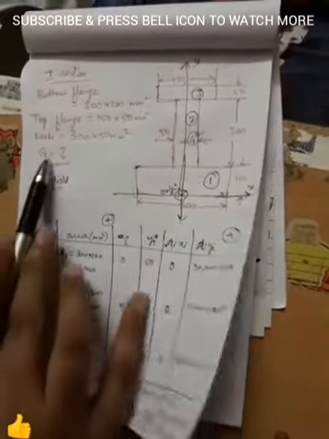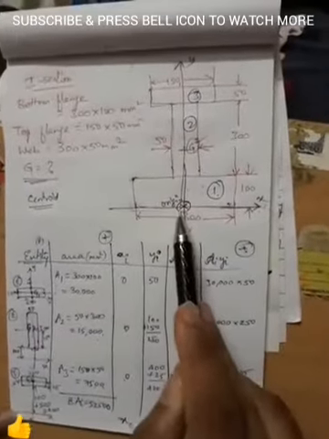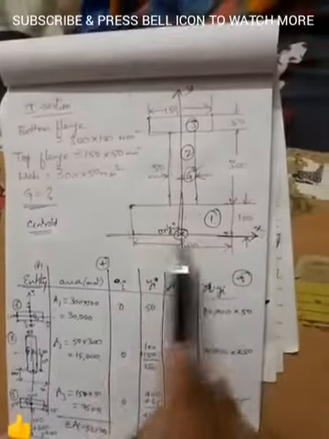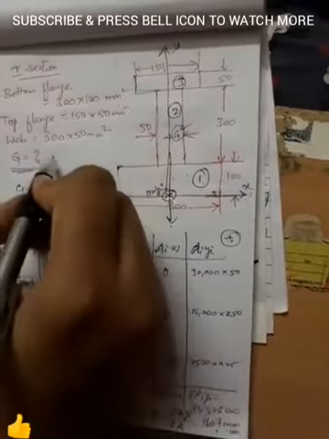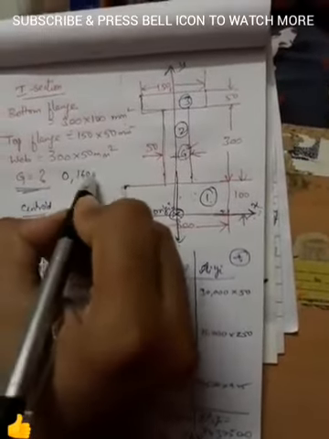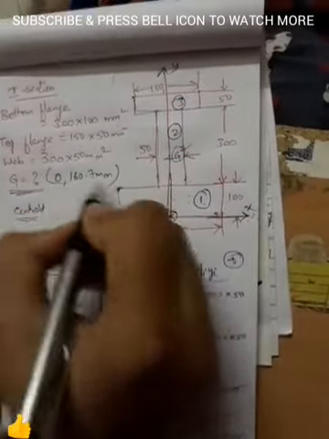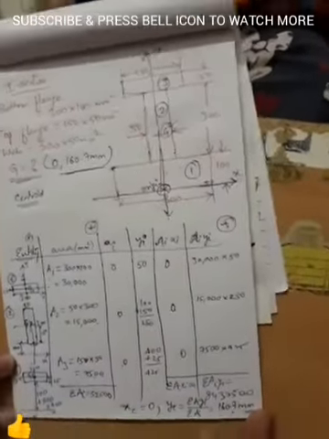So hence, we know the centroid with respect to this particular origin. The centroid of this particular I section lies at 0, 160.7 mm. Here is the answer. Thank you.